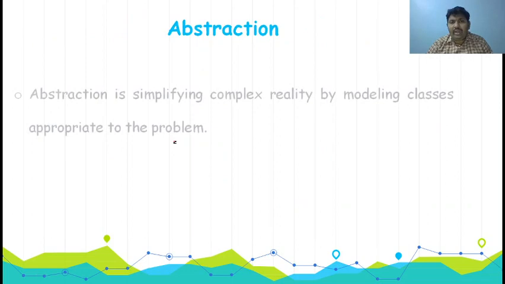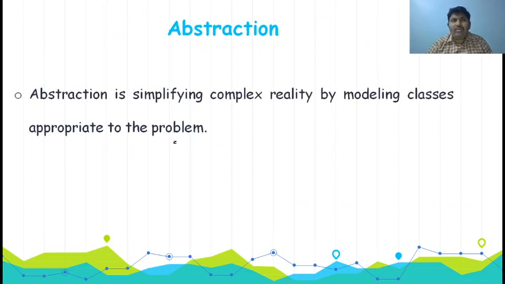Before that, fundamentally we should know a little bit about what is meant by abstraction. Abstraction is simplifying the complex reality by modeling classes appropriate to the problem. Simply, whatever complexity is there, that complexity will not be visible to the user. We simplify it and give some simple method or simple interface for the user. That is nothing but abstraction.